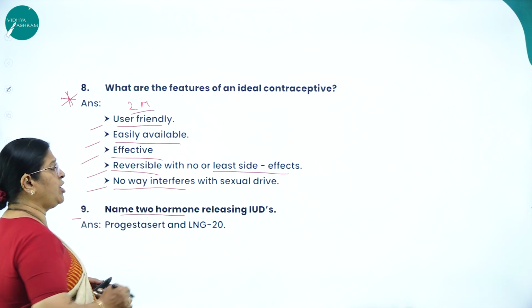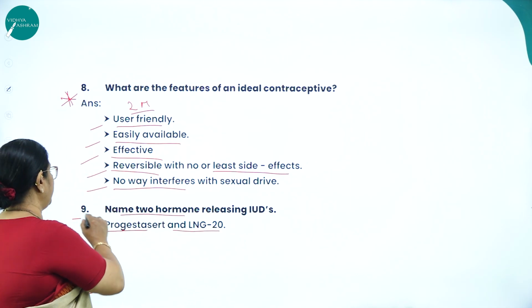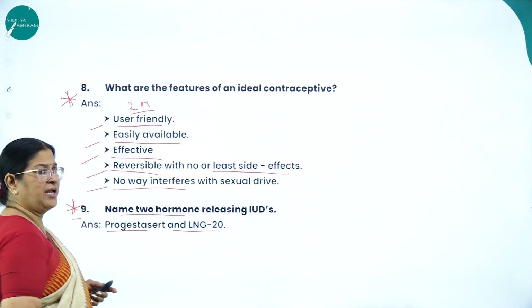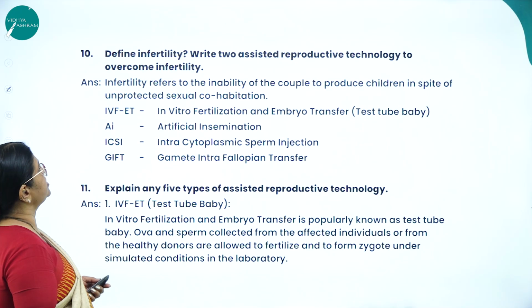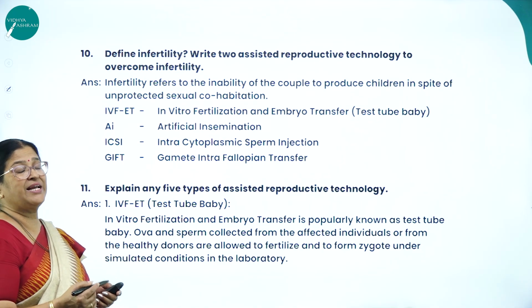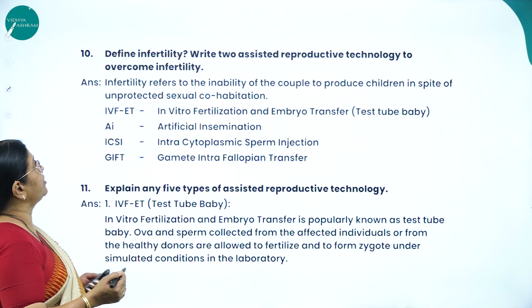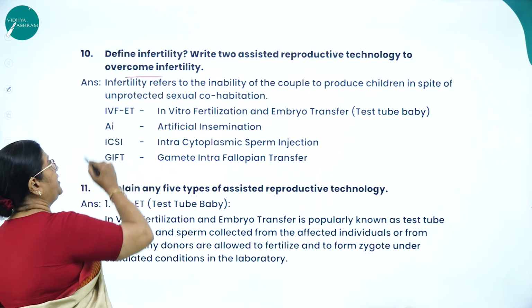Next, name 2 hormone-releasing IUDs. Progestasert and LNG-20. Even this is one which is commonly asked. Moving on to the next question, that is question number 10. Define infertility. Already I told you this is the most probable question. And write assisted reproductive technology to overcome infertility.